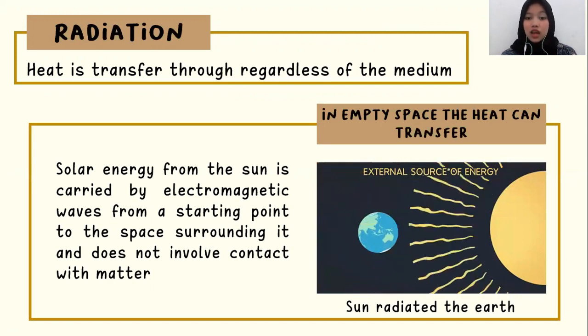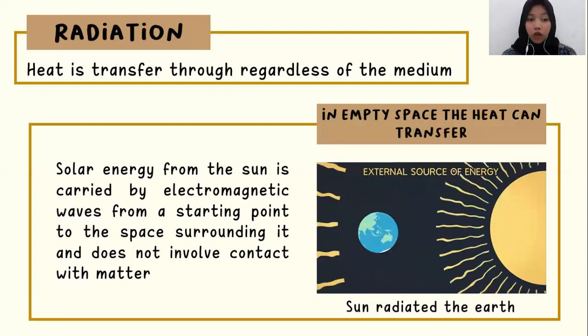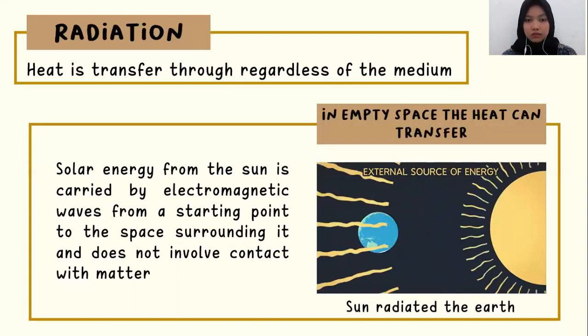As we know, in outer space there is no air, no solid, no liquid. So there's empty space, there is no matter in it. So the solar energy from the sun is carried by electromagnetic waves from a starting point through the space surrounding it and doesn't involve contact with matter. So in empty space, radiation can transfer heat.